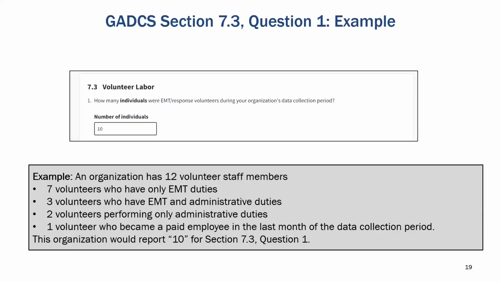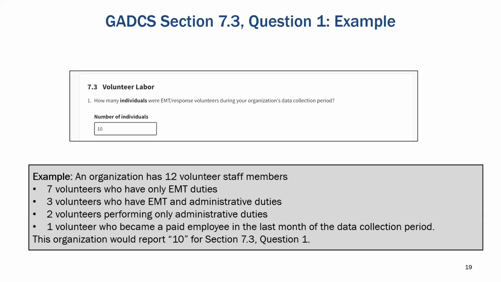On the next slide, we have a brief example of how to count volunteers. In this example, the organization has 12 staff members who would be classified as volunteer during the data collection period: 7 volunteers who only have EMT duties and 3 volunteers who have EMT and administrative duties. They have 2 volunteers performing only administrative duties, so they wouldn't be counted as EMT response volunteers.